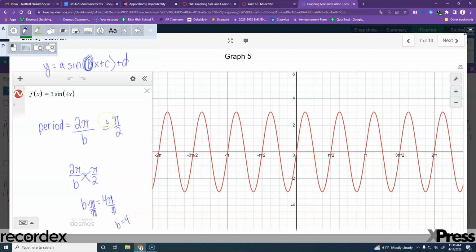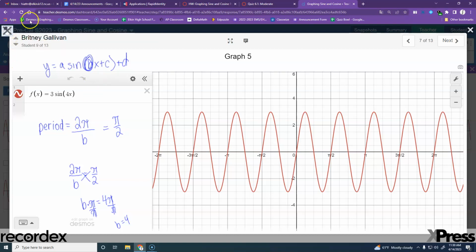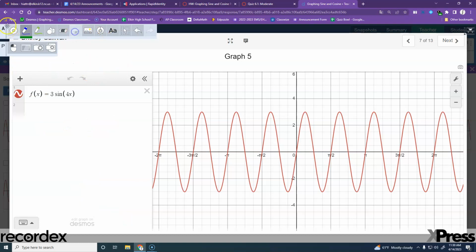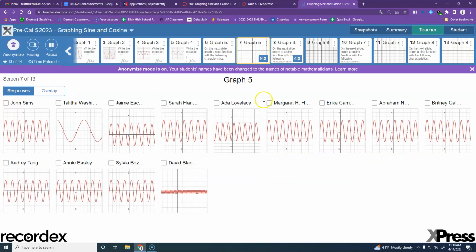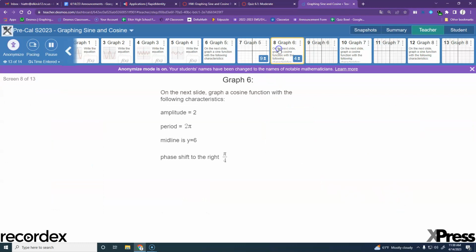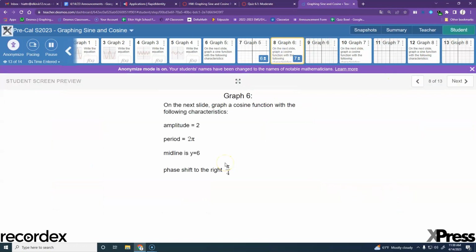So if you take your formula for period, 2 pi over b, and set it equal to the period that it's giving you, then you can solve that to find what the b needs to be in that case. All right. Let's move on because we're running out of time. Okay, so that one, 3 sine of 4x, is correct. So if you want to change yours to that, you may. We're going to go to the next slide here.